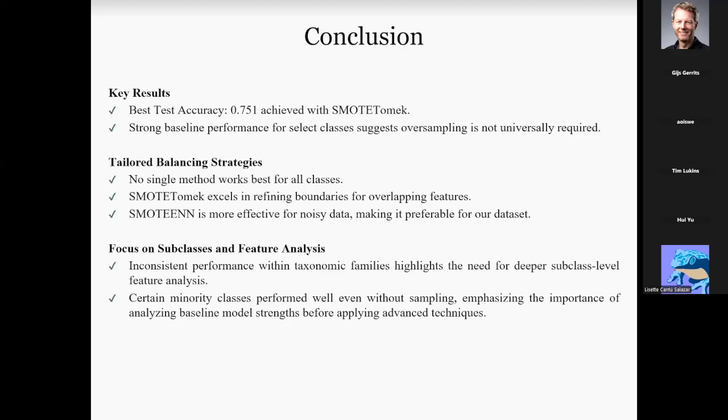So the key takeaway from my STSM, I would say, is that no single method works best for all classes. SMOTETomek excels in refining the boundaries, especially for overlapping classes, while SMOTEENN is more effective for noisy data. And considering the dataset that I received from Naturalis Biodiversity Center, it was quite noisy. So I would say SMOTEENN was more suitable for our case.